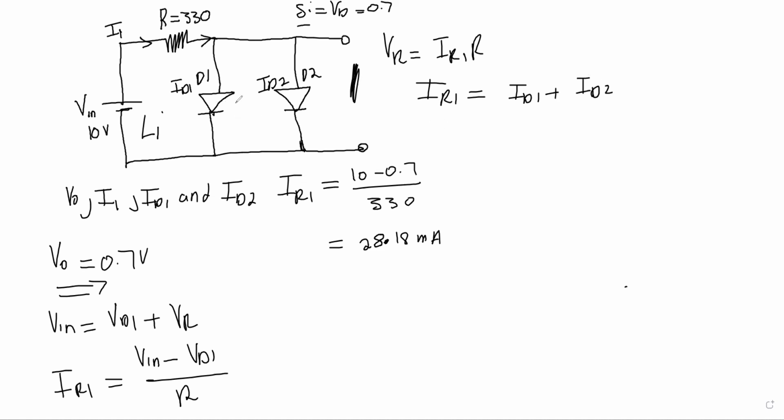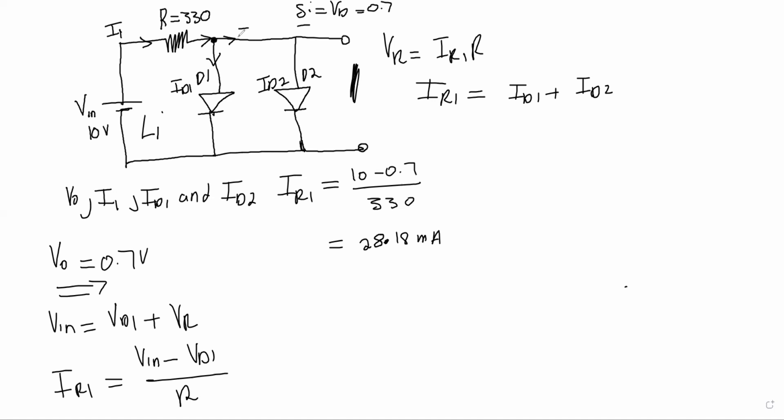Why? Because D1 and D2 are parallel. Since they are parallel, their current is the same, because their voltage is the same. And the sum of the currents through D1 and D2 must give us I1, because I1 is the total current of ID1 and ID2. It's the current that will enter the junction, and when it enters that junction, it's going to split.